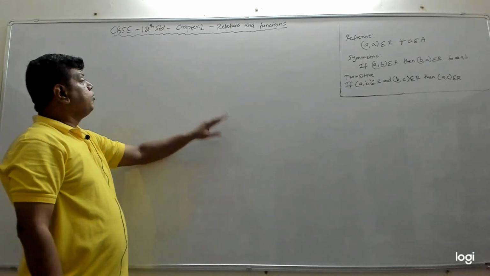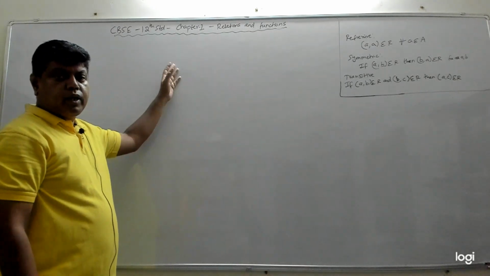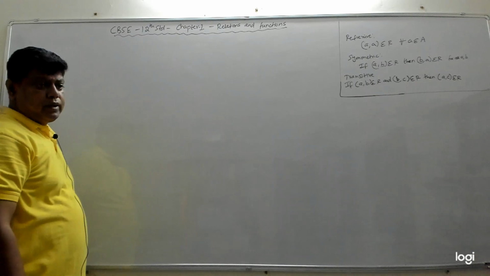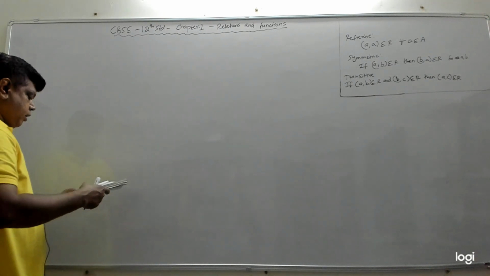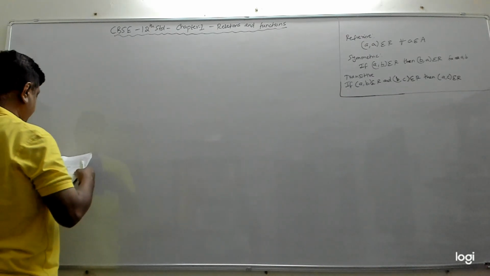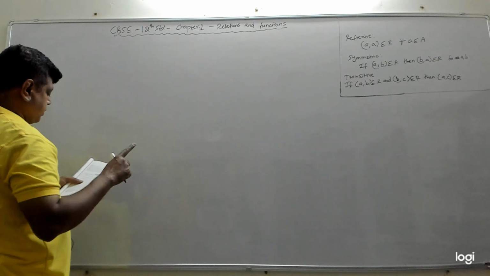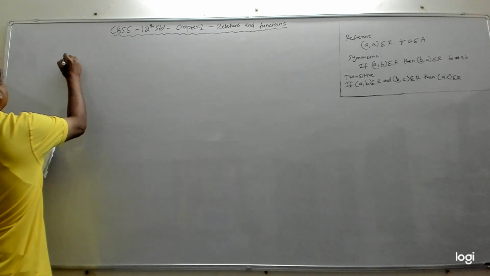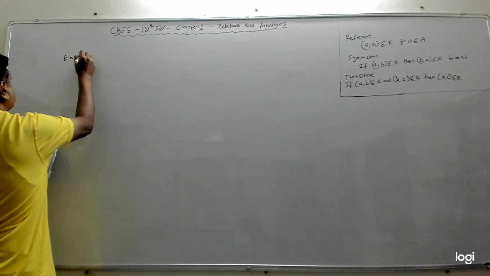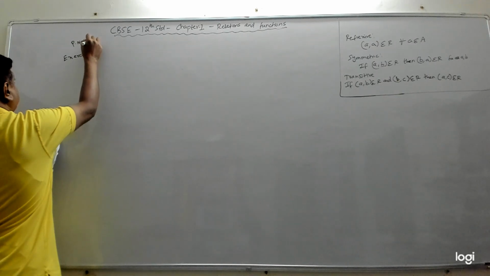In this video, we'll continue with Chapter 1 Relations and Functions from 12th Standard CBSE Mathematics. We'll continue from exercise 1.1. In the last video, we completed exercise 1.1, problem number 1, second subdivision. In this video, we'll continue from exercise 1.1 on page number 5 in your textbook.